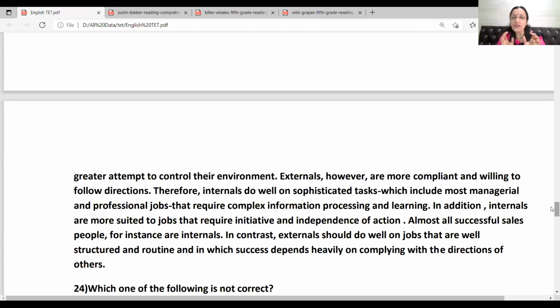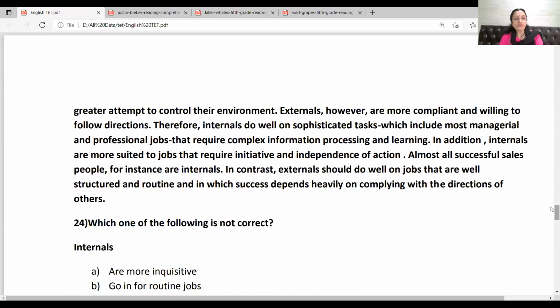These are the questions you have to ask even before you go to the questions, whether you have understood the passage. Let's not hurry. Even when we appear for IELTS or TOEFL and all that, these are the ways in which we answer. Okay, now, which one of the following is not correct?